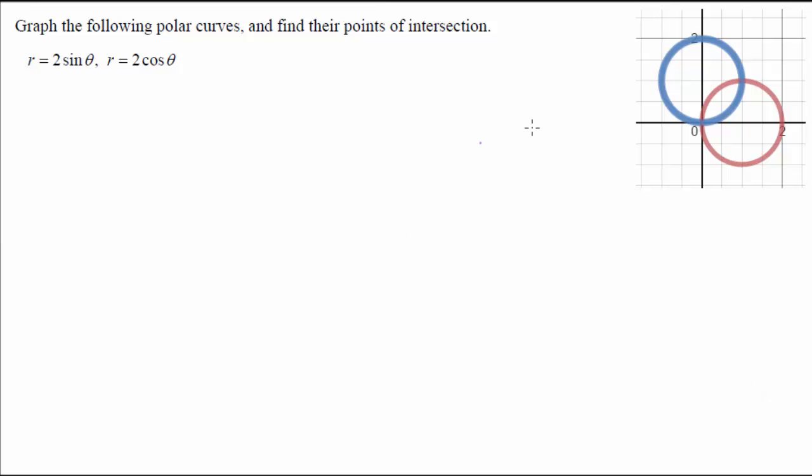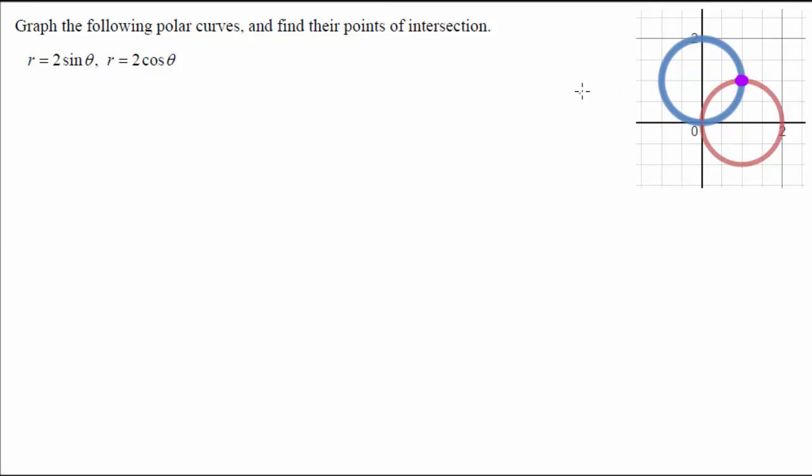Graph the following polar curves and find their points of intersection. So we've got two curves here, which are graphed over in this corner. We can see that they intersect at two places, and the way these are intersecting, if we think about it for a second, we might be able to guess at the angle for this point up here because of the way it's positioned.